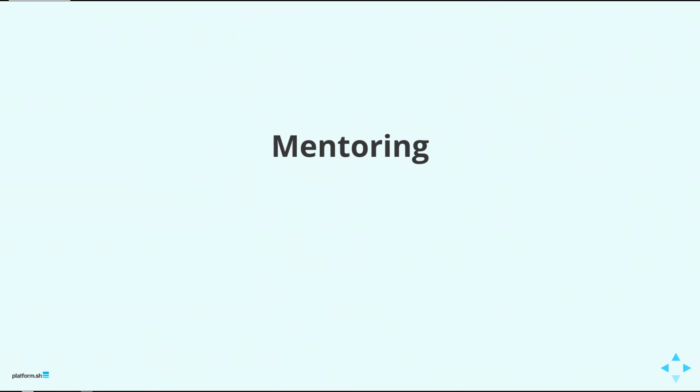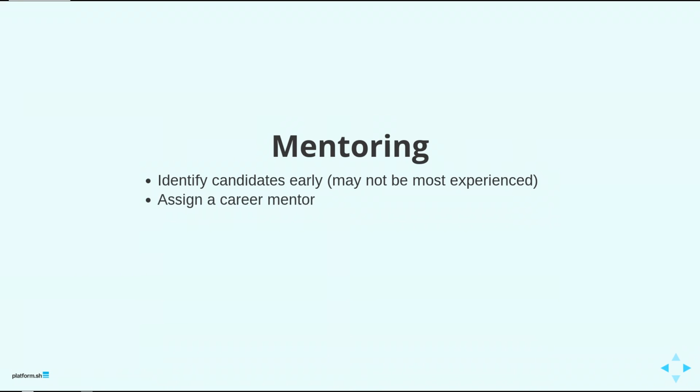We need better mentoring. He's saying this in 1975. Better mentoring. Actually, this is in 86, but he talked about it in 75 too. Identify candidates early. They may not be the most experienced developers because architecture and development are different skill sets. Give them a career mentor. Actively pair them up with somebody who can train them. Apprenticeships. Give them extra education.